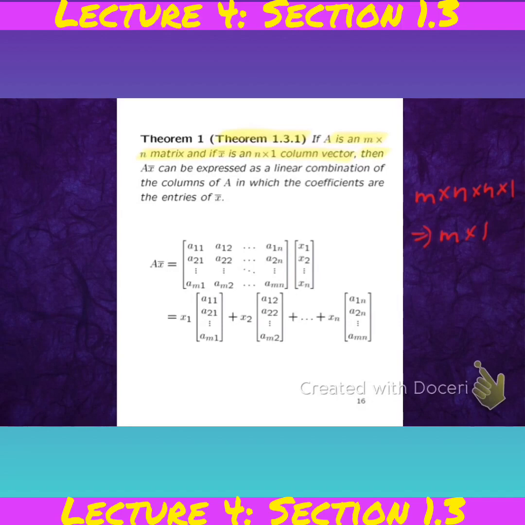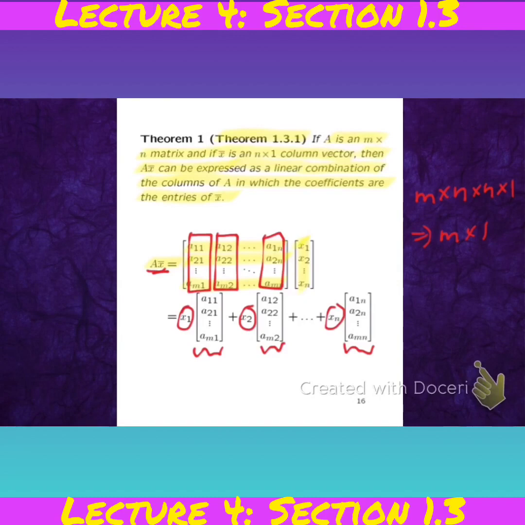Then AX, which is an n by 1 column matrix, is going to be a linear combination of the columns of A in which the coefficients are the entries of X. So if you take AX and write that out and multiply it with a column vector, you can write this whole product as a linear combination of the column vectors of A, and the coefficients are the entries from the column vector that you're multiplying, which in this case is X.